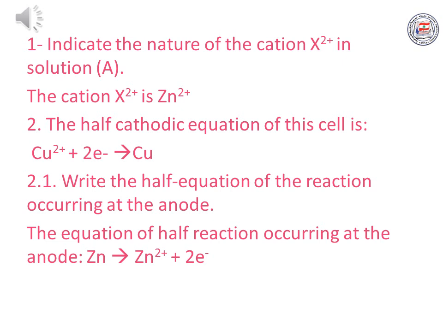At the anode, oxidation occurs. So the equation of the half reaction occurring at the anode: Zn loses 2 electrons, forming Zn2+ + 2e-.